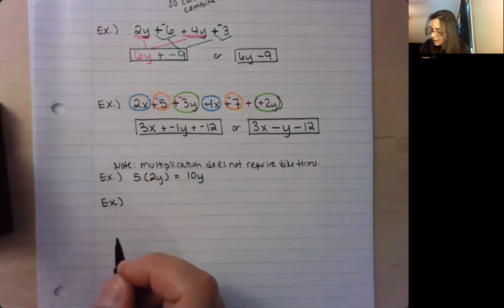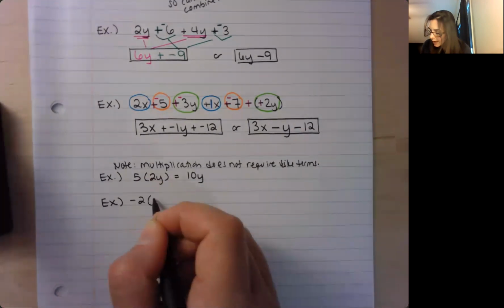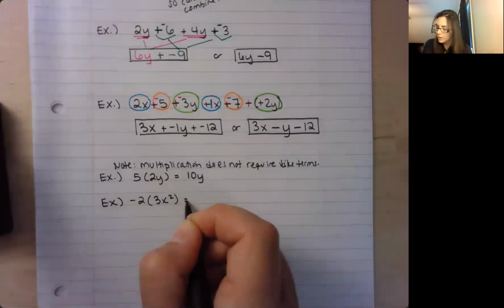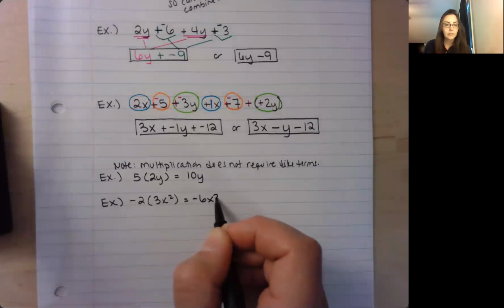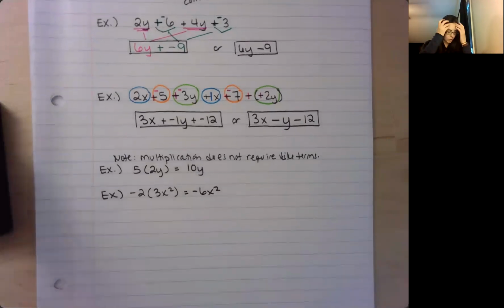Or maybe I have negative 2 times 3x squared. Negative 2 times 3 is negative 6, and I just have an x squared. Okay, so I do not need like terms of multiplication.